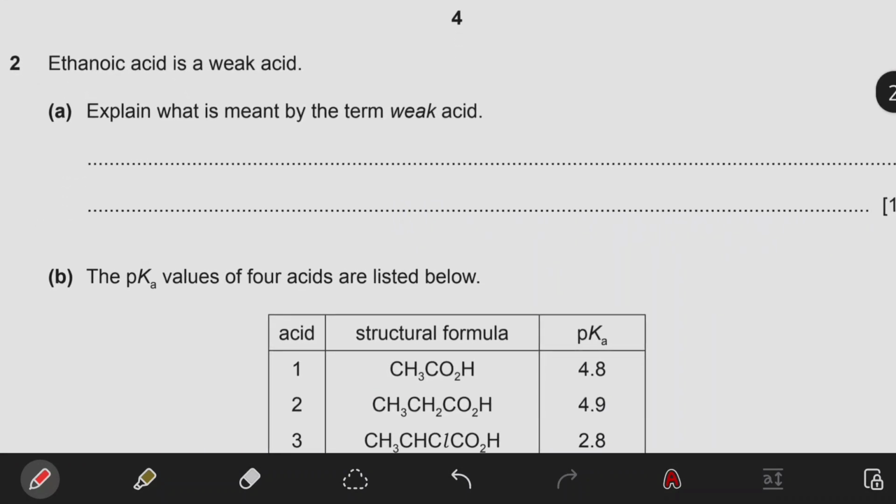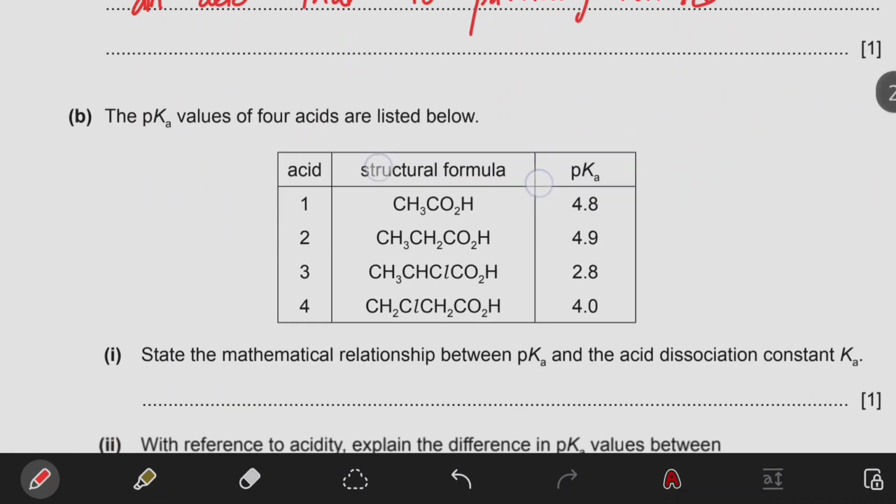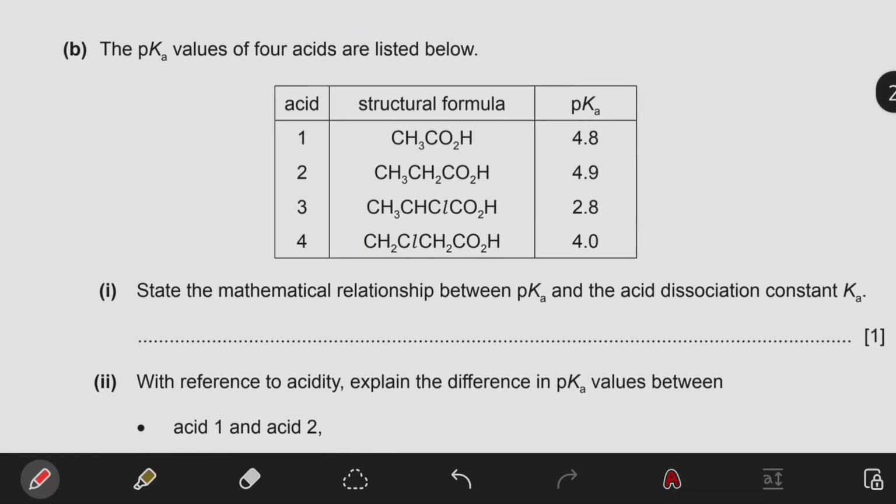Question number 2, ethanoic acid is a weak acid. Explain what is meant by the term weak acid. Weak acid is the acid that partially ionizes. The pKa values for 4 acids are listed below. State the mathematical relationship between pKa and the acid dissociation constant. This comes a lot in the exam, so make sure you have memorized it.